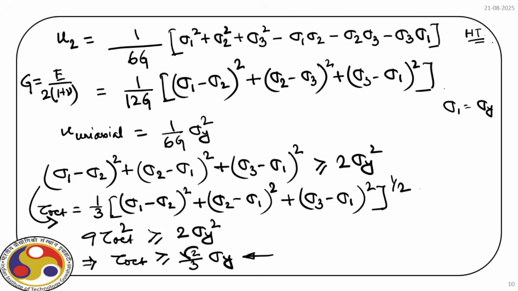Okay. So this condition is called the von Mises yield criteria.